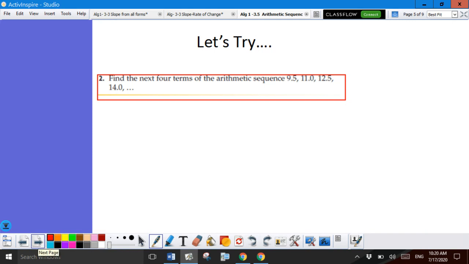All right, so let's see if you can come up with our pattern, okay? And give me the next 4 terms. So 9.5, 11, 12.5, and 14. Take a minute and see if you can come up with your next 4 terms.